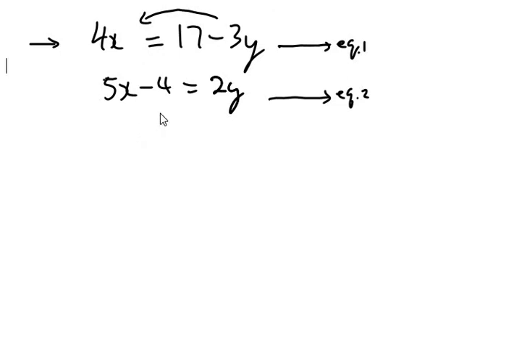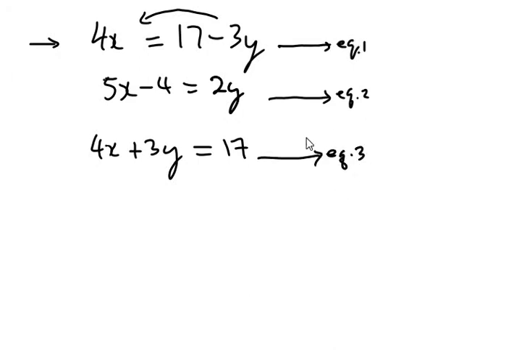Very good. So let's look at that. When we transpose the minus 3y over, what would it become on the other side? Plus 3y. So we have 4x plus 3y equals 17. Very good. So let's call this equation 3, which comes from equation 1. But it's the same equation, really. Nothing really changed. The values of x and y remain the same. Okay, let's look at equation 2 now. Do we need to shuffle that one up as well?